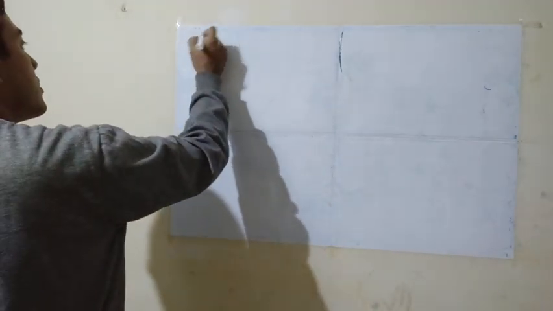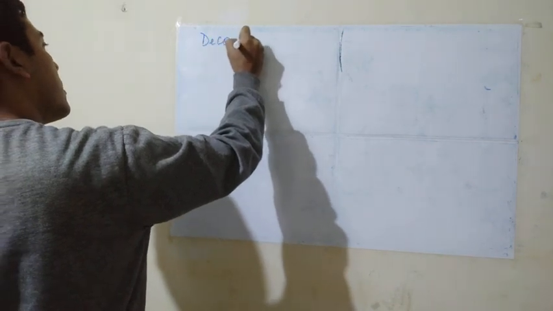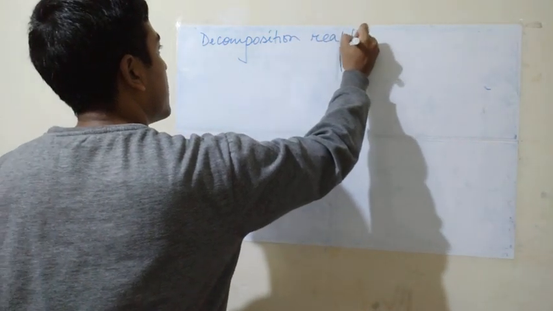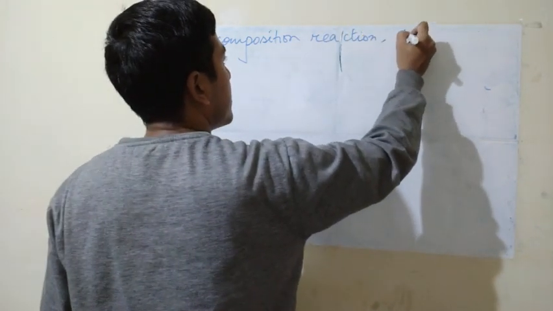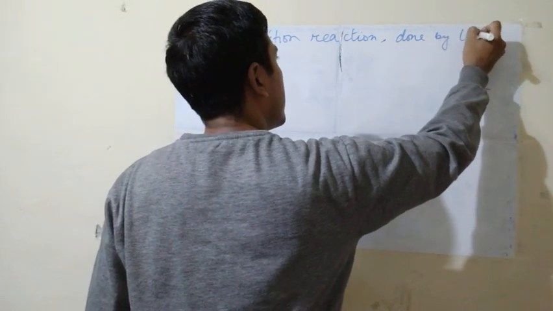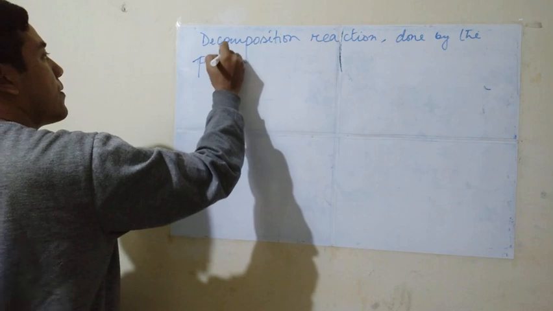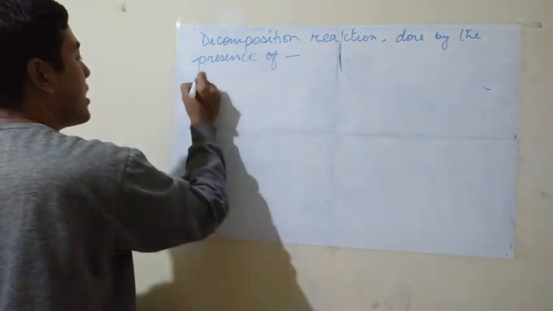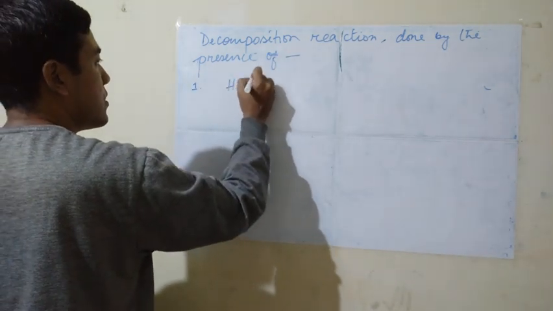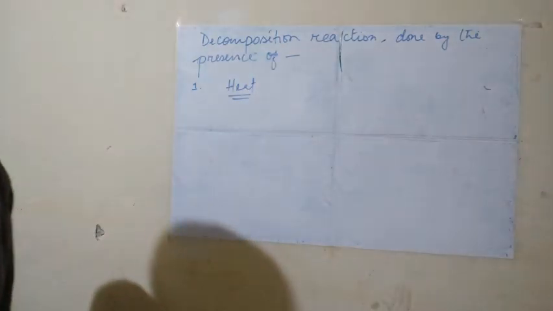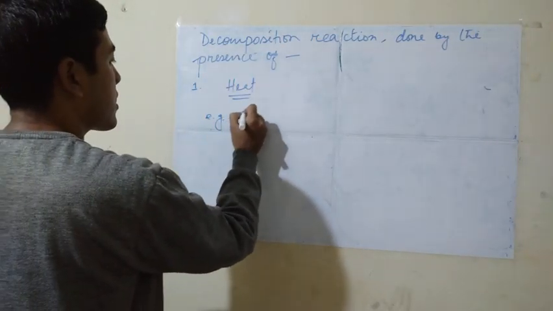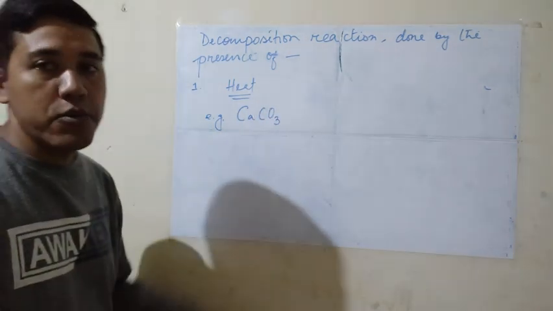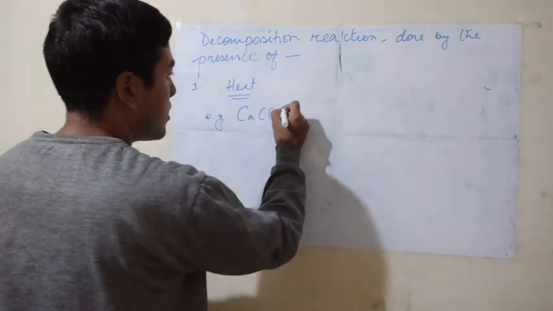Decomposition reactions done by the presence of heat. I will give the first example for heat. This is one of the most important. The example is calcium carbonate, that is the limestone.